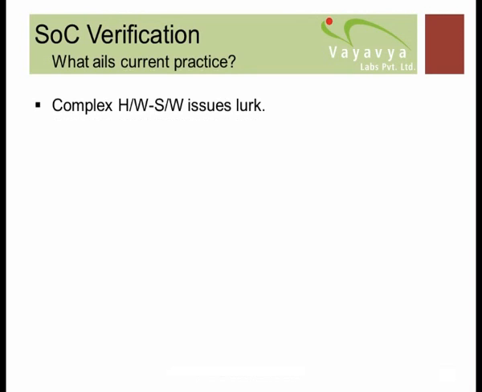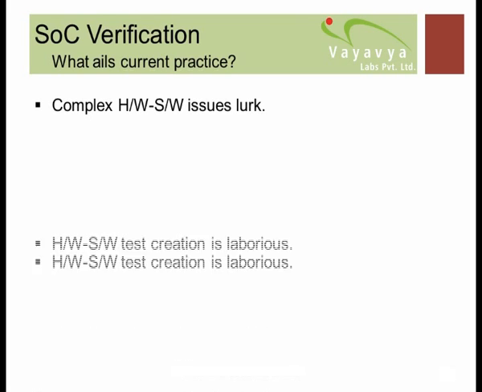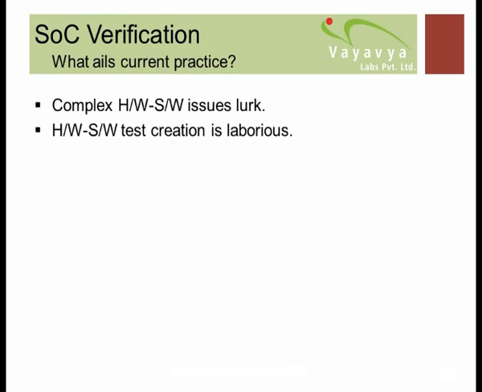So what ails current practice? At the end of the validation process, there are no guarantees that all hardware-software issues have been explored. This means that complex hardware-software issues still lurk, and the reasons could be that hardware-software tests require coordination of DUT and test bench event activity. They are laborious and effort-intensive to create.